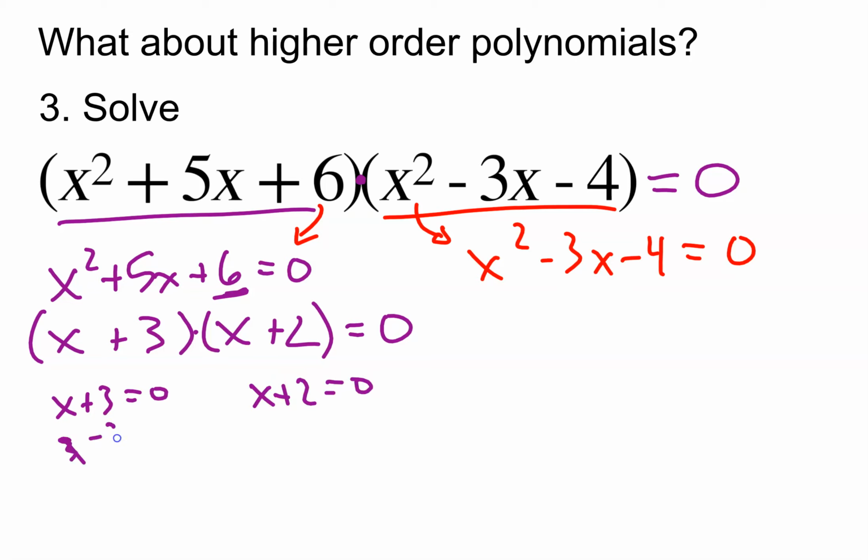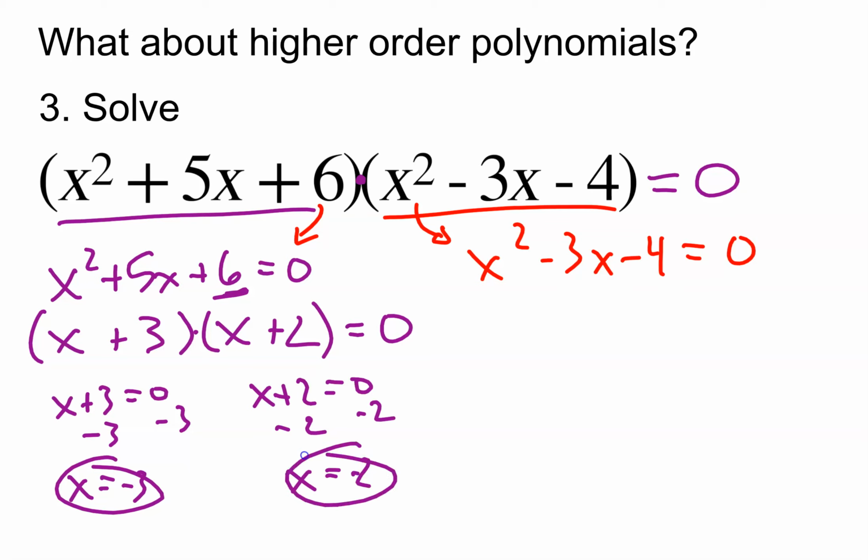So again, I would subtract 3 from both sides, which gives me x equals negative 3 for this equation, and then subtract 2 from both sides, which would give me x equals negative 2 for that equation. I'm only halfway done, right? I have this other equation set equal to 0 that I have to solve. This is subtraction. I need to turn this into multiplication. So I factor again. I try to turn this into a multiplication problem. So I know x times x is going to give me x squared.